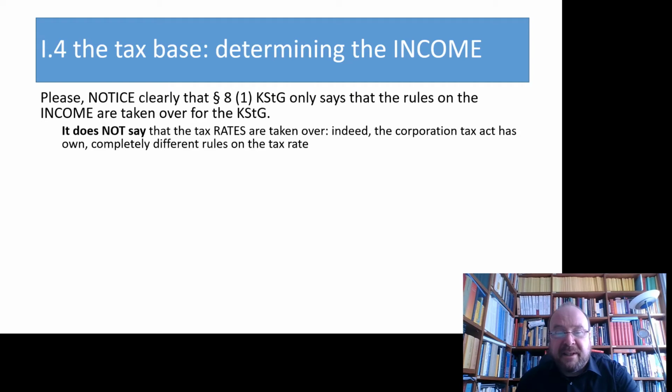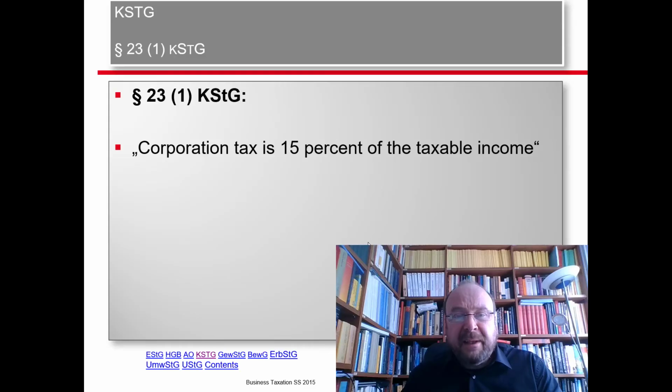So the rate is done completely differently in corporation tax than in income tax. For example, in corporation tax, you have no progressive tariff. You have one single rate which always applies, irrespective of how high or low the income will be. We can see that in paragraph 23 KStG, and well, if we see paragraph 23, section 1 KStG, yeah, we should really do this. So let's have a small break and change to the Tax Act and look up what 23.1 really says.